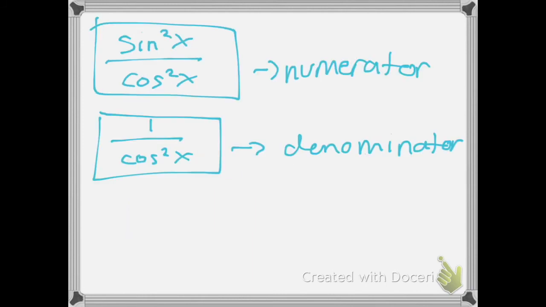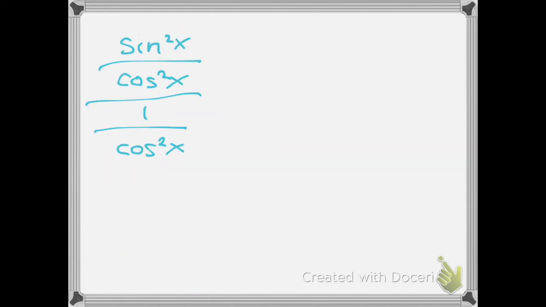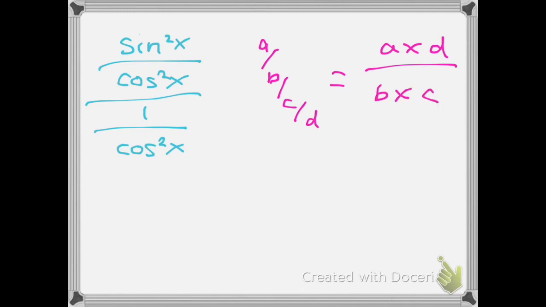Now once we have simplified the numerator and denominator, this is what we have over here, and together it's going to look like this: sine squared x over cos squared x over 1 over cos squared x. And this is how it looks together. Now to simplify this, we have to divide, and we're going to be using the rule a over b over c over d equals a times d over b times c. So basically we're going to put this equation into this form.